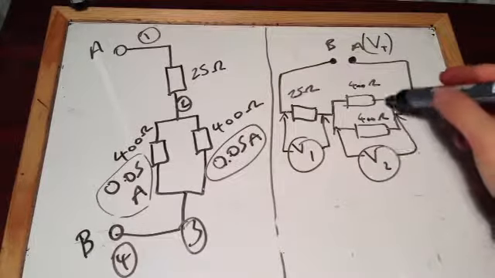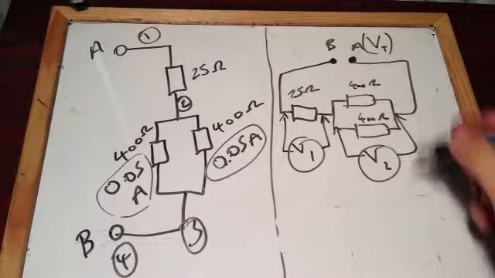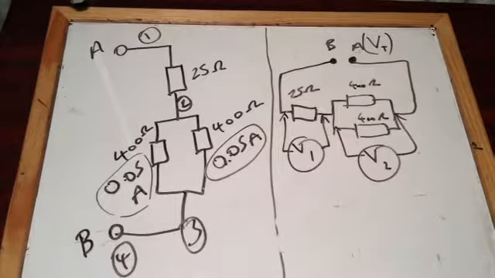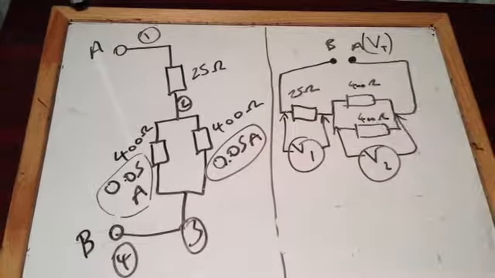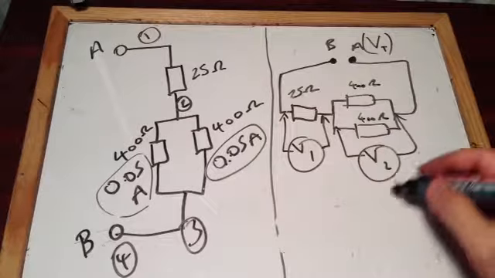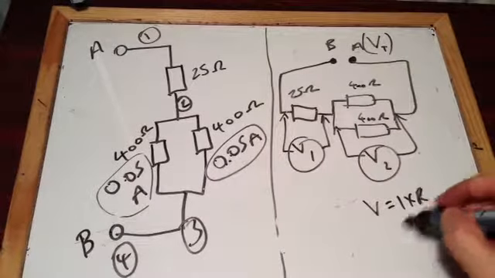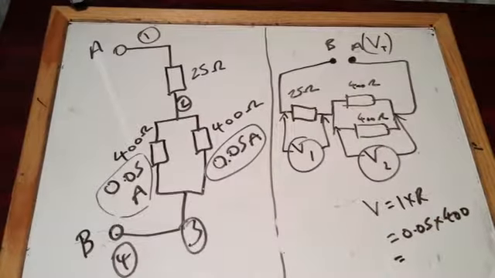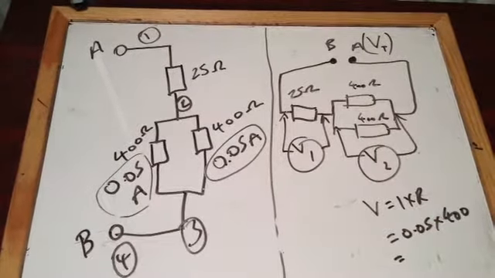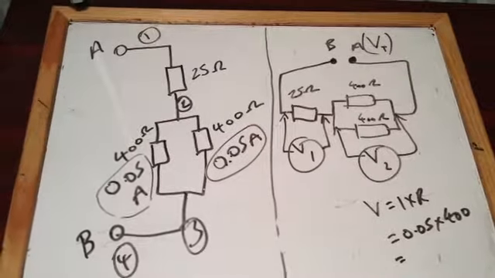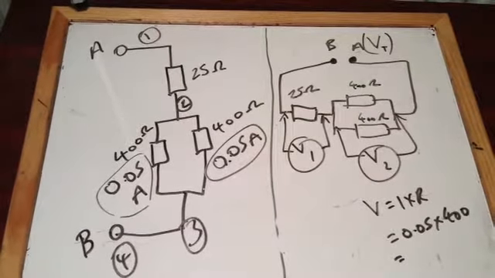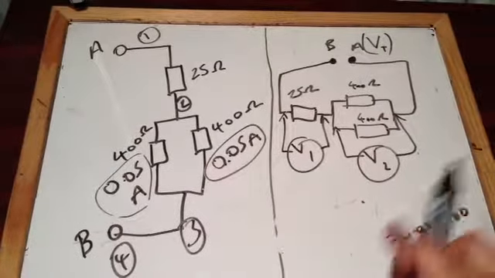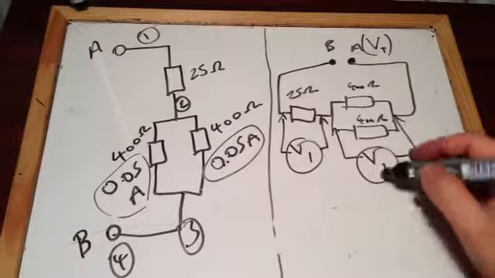Do we know what the voltage is across the 400 ohm resistor? We've already calculated this in the first part of the question. We've used I squared R, and we found out the resistance. We know the current going through this is 0.05. If the current going through is 0.05, then therefore voltage equals current times resistance. 0.05 times 400 ohms gives us 20 volts.